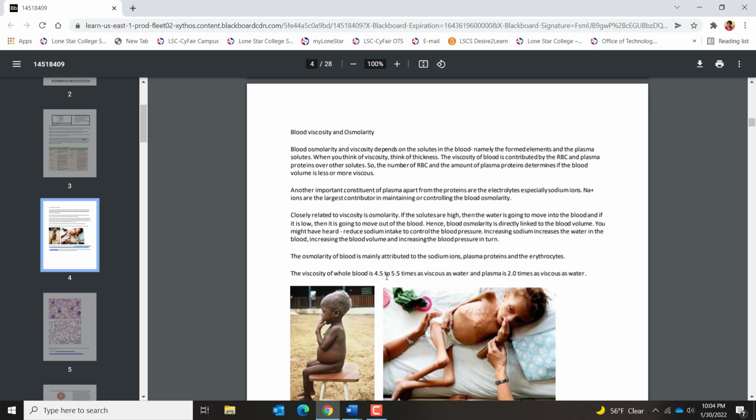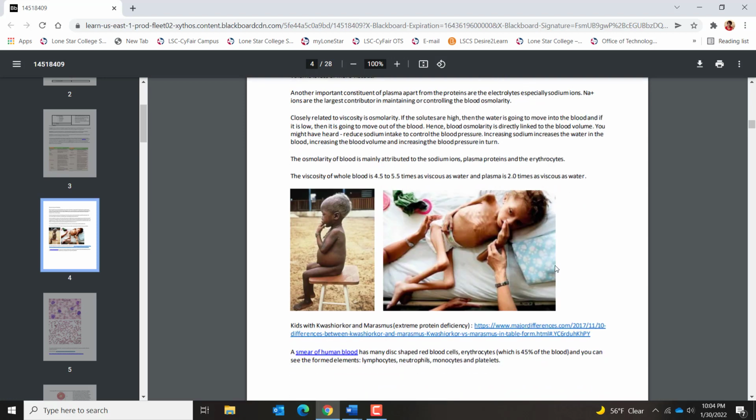Viscosity of the blood is about 4.5 to 5.5 times as viscous as water, and plasma is 2 times as viscous as water. So viscosity, right? We are not talking about osmolarity.